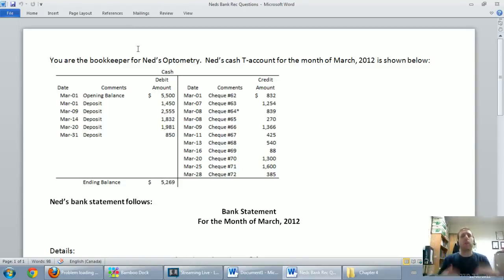So anyway, here's the bank rec problem. This is the typical way I ask bank rec problems in my classes, but again, your instructor may do it in a different way. They may lay it out in a different way, but I think this is pretty realistic.